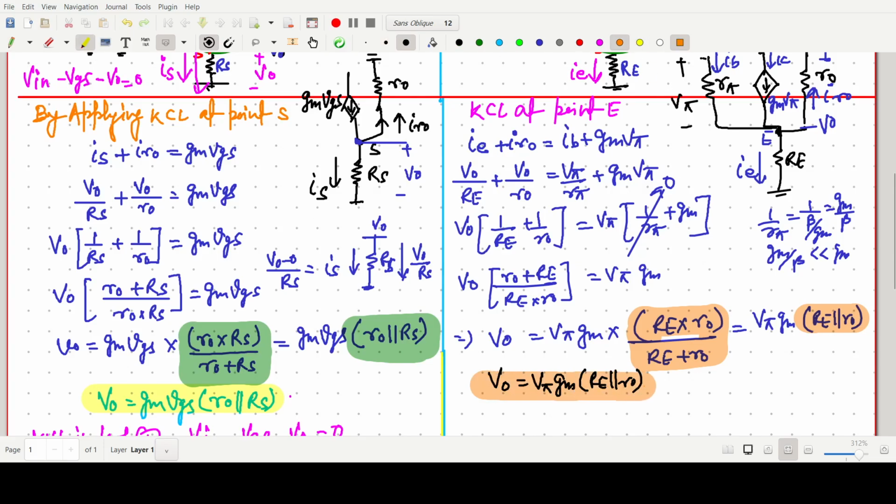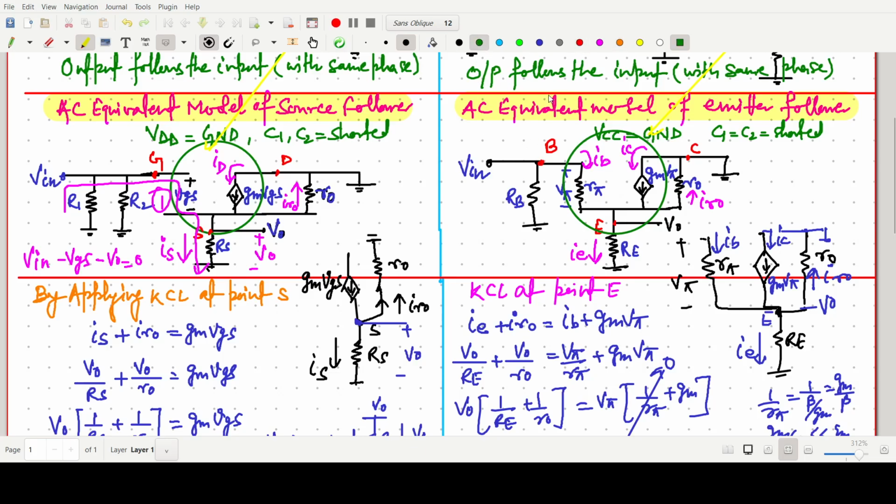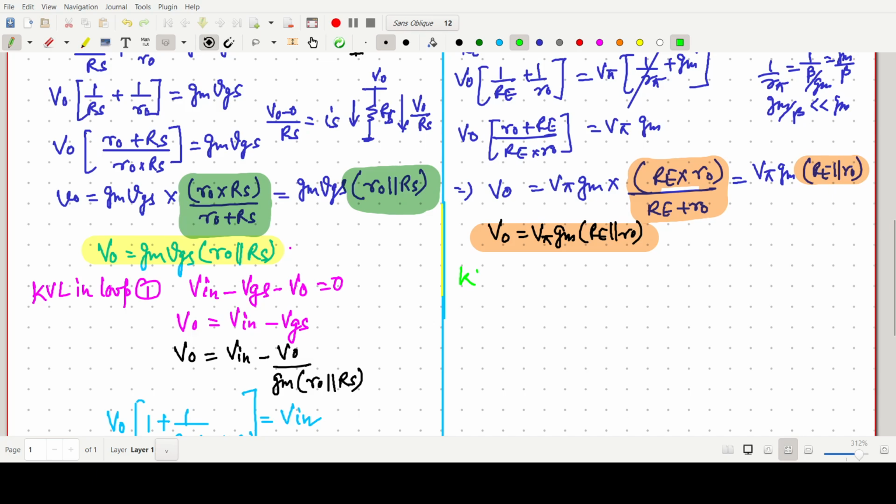Okay, so next we have to go for KVL in this loop. I'm selecting the pencil. Now applying KVL in loop 1, just very similar to the earlier one. It will give V in minus V pi minus V naught equals 0. So V naught equals V in minus V pi. Very simple: V naught equals V in minus V pi.